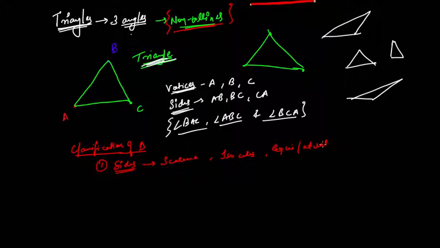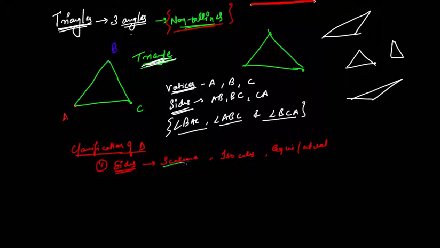So as of now, I just want you to know the meaning of these things, like what do you mean by equilateral triangle, or what do you mean by isosceles triangle, or what do you mean by scalene triangle. Once that is clear, then later on we'll be seeing various properties associated with the triangles.